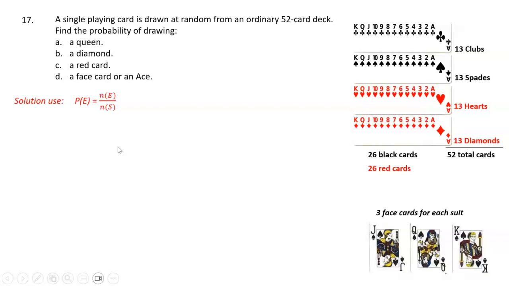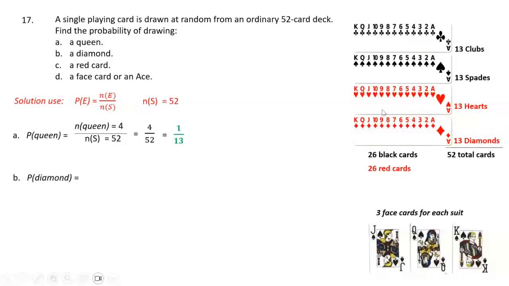Okay, now, so when they're asking for probability, this is a formula that you use. P of E equals N of E over N of S. So let's do A part. Here the sample space is 52, right? Because that's my total. For a queen, isn't there 4 queens? Because there's 1 queen on each suit. So it'll be 4 divided by 52, which will give us 1 over 13. That's the answer for A part.